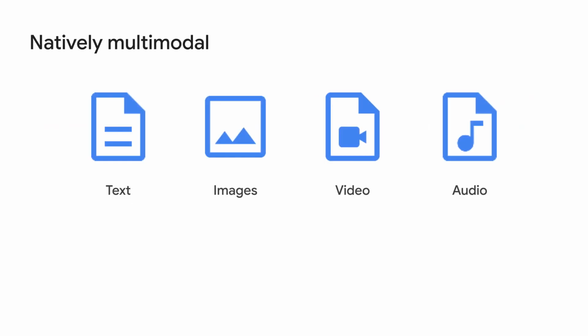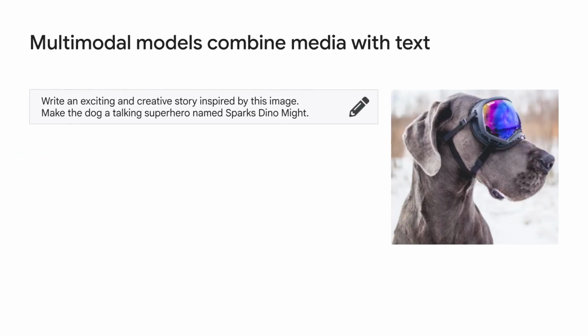Gemini models are natively multimodal, meaning they were trained from the beginning to be able to understand not only text, but also media files like images, video, and audio. Prompts can contain a combination of text, images, and video. In this case, an image of a dog with goggles is provided to Gemini with a text prompt to create a story about it.